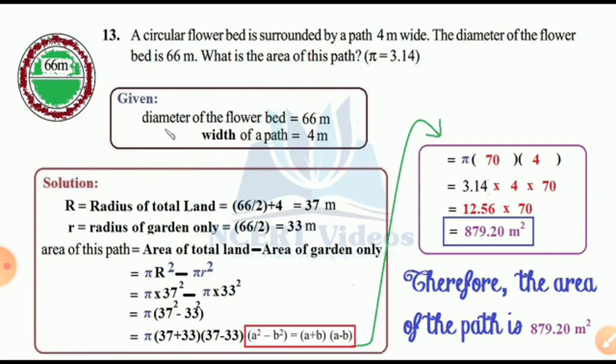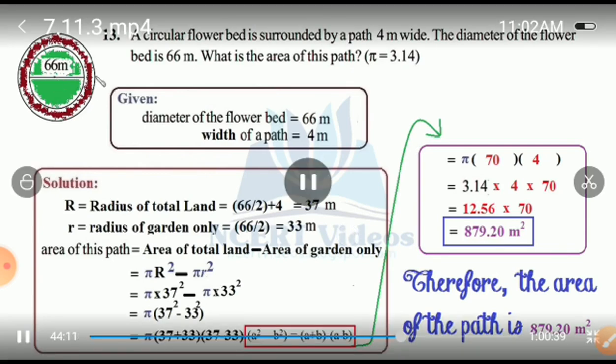Using this we have pi, 70 multiplied by 4, 74 multiplied by 3.14, which gives you 879.20 meter square. The area of the path is 879.20 meter square. Clear? Yes, my dear student. Look at the question number 14.